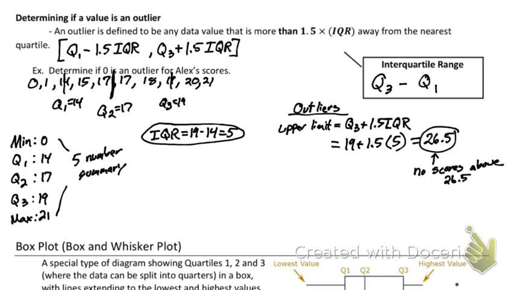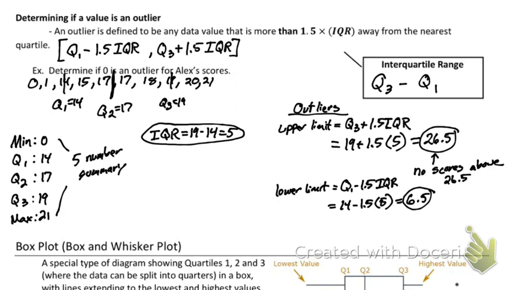All right, let's do our lower limit. Our lower limit's going to be quartile 1 minus 1.5 times our IQR. Well, our quartile 1 in this case was 14, so we're going to do 14 minus 1.5 times our IQR, which is still 5. So we have 14 minus 1.5 times 5, which is going to equal 6.5. Do we have any values that are less than 6.5 in our data?